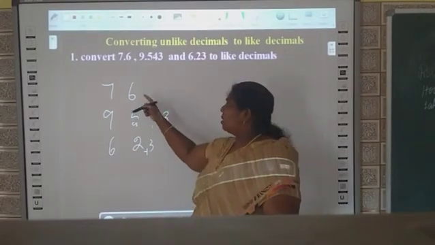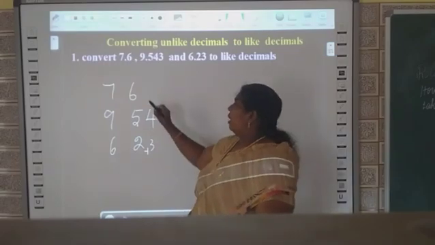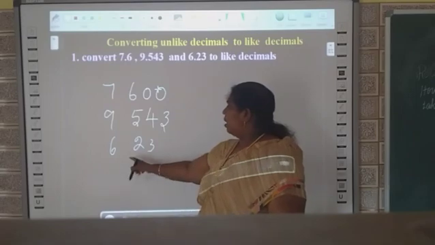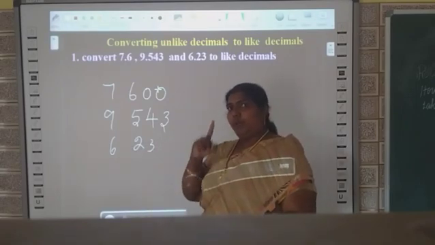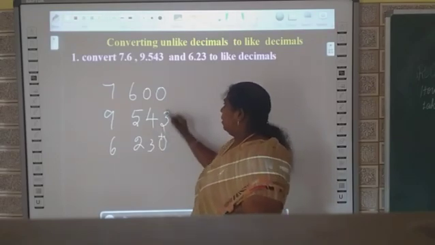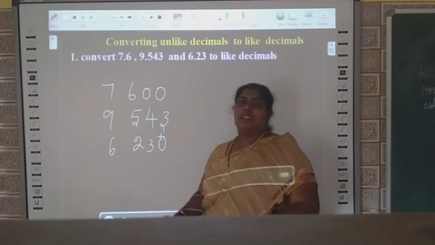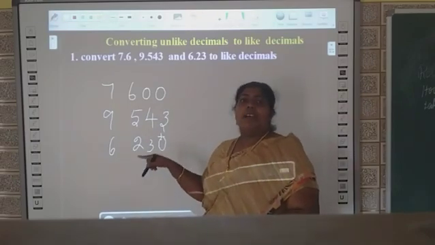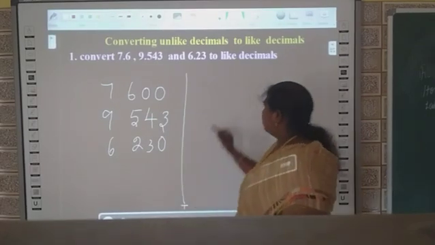How many zeros do we want to add in the first decimal, 7.6? We have to add 2 zeros. Then the last one, 6.23. How many zeros do we need to add? Only one 0. Now you check: these three decimals are like decimals. After the decimal you can see three numbers. So these decimals are like decimals. Do you understand now? One more example.